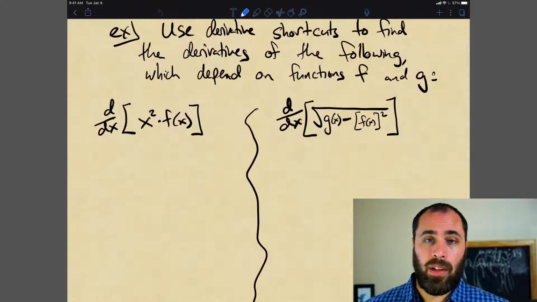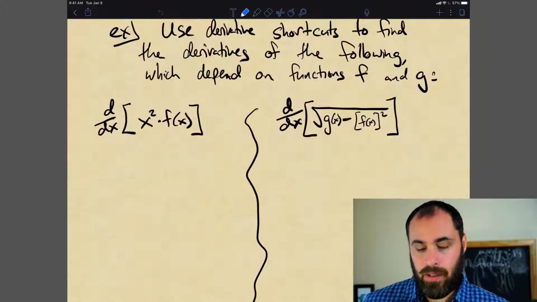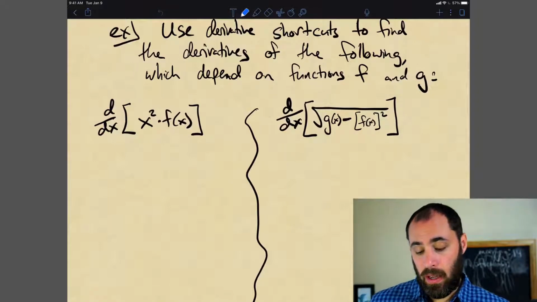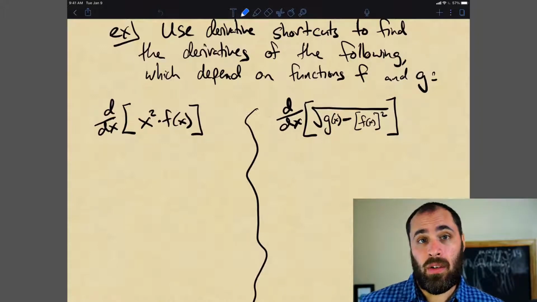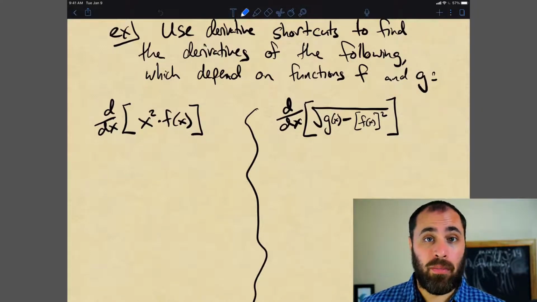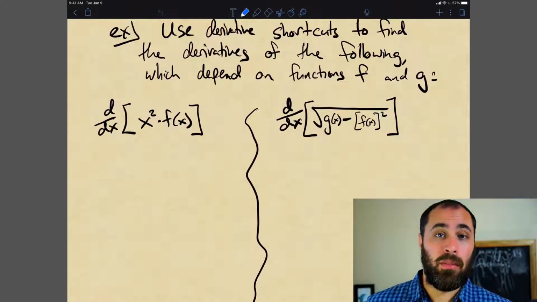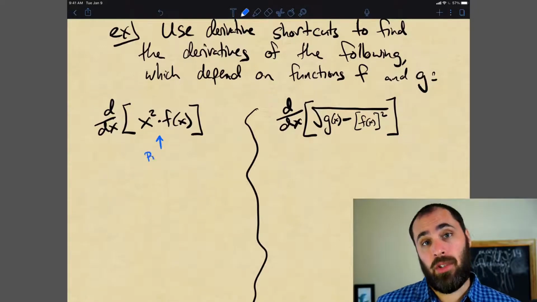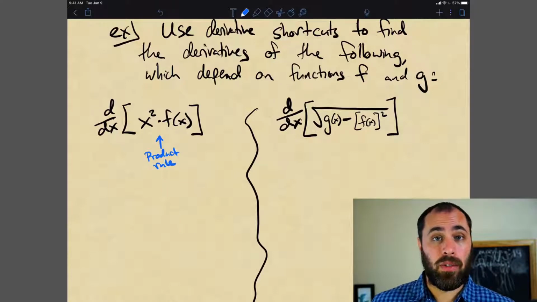So for example, on the left, I would like to know the derivative with respect to x, d/dx, of this function that is x squared times f of x, where f is some function. Now, we don't know what f of x is, so our answer will involve f and probably f prime. But what we can recognize here is that two things are being multiplied, x squared, which is a function of x, and f of x, which is clearly a function of x. So in that case, we need to use the product rule.